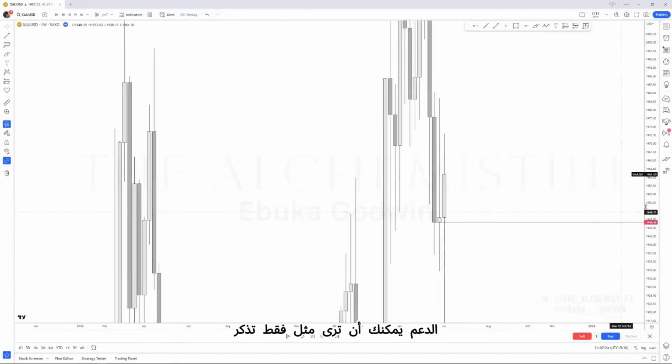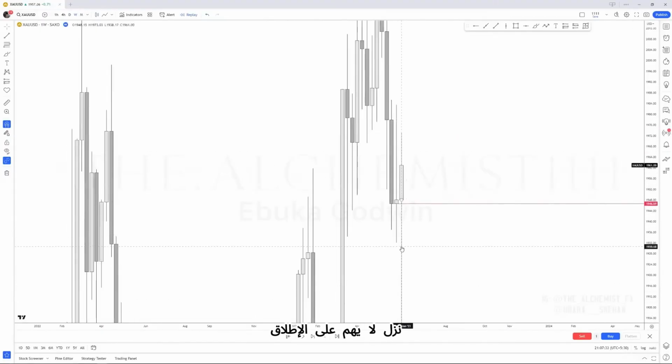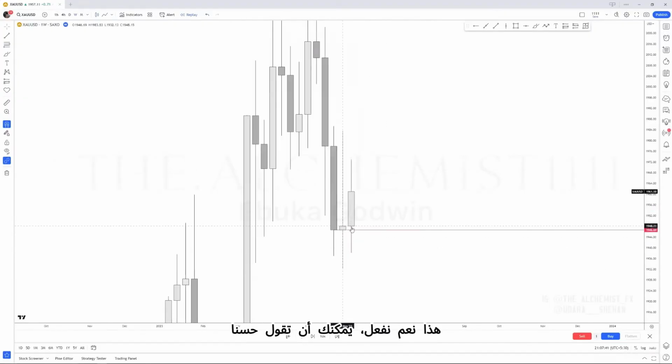Just remember, it doesn't matter how long your wick is into that support, or how deep it went down. It does not matter at all. All you need to see is if weekly has rejected a weekly support. Do we have that? Yes, we do.